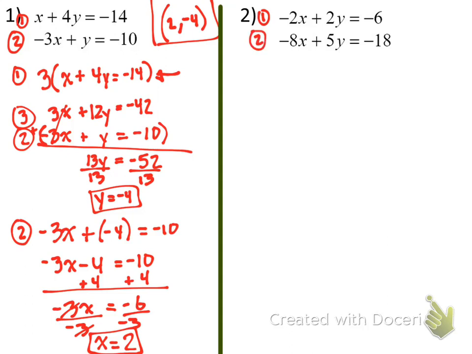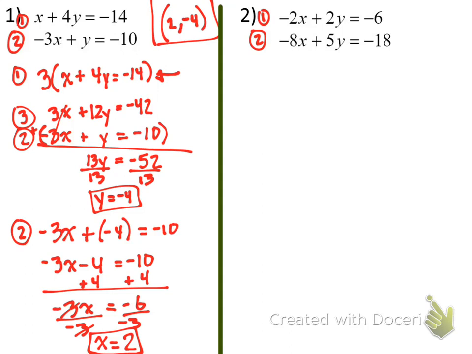Next step, I have to ask myself, are there any variables that are easily eliminatable? So 2x and negative 8x are not the same. And then we have 2 and 5, okay? So I have to ask myself, what do I multiply 2 with to get 8? Well, I multiply by 4, right? What do I multiply 2 with to get 5 here? Well, you could multiply by a fraction. But that's going to be really hard.